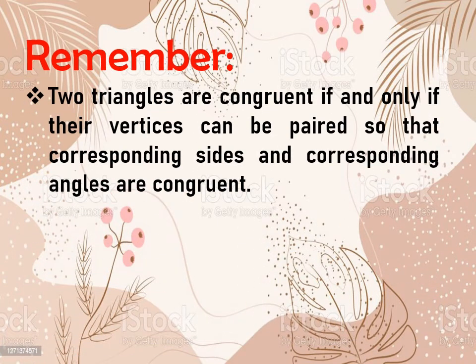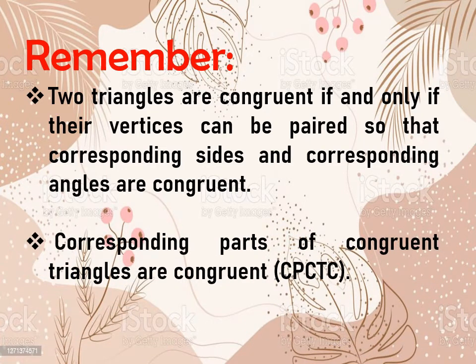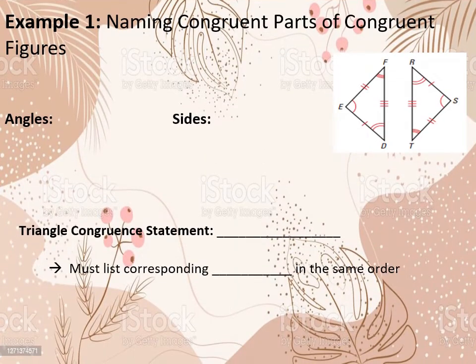Remember, two triangles are congruent if and only if their vertices can be paired so that corresponding sides and corresponding angles are congruent. Corresponding parts of congruent triangles are congruent, or we have the CPCTC. We have here some examples.